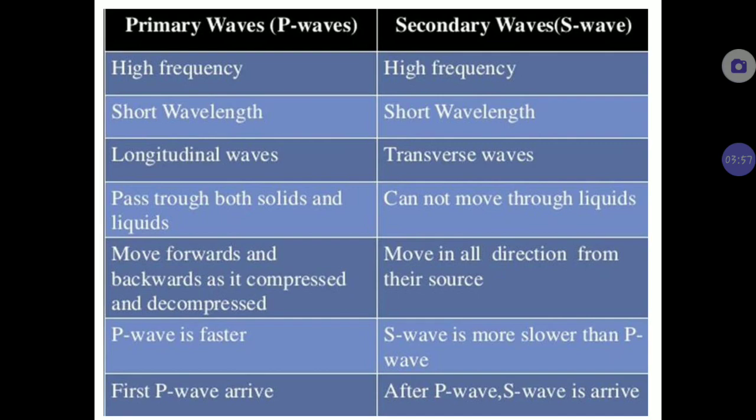In order to understand the primary wave and secondary wave, I have given the table here. Both have high frequencies. Obviously, if frequency is high, wavelength is low. Primary waves are longitudinal waves, whereas secondary waves are transverse waves. Primary waves pass through both solids and liquids. Secondary waves cannot move through the liquids. Primary waves move forward and backward as they compress and decompress, whereas secondary waves move in all directions from the source. P waves are faster, S waves are slower than P waves. First the P wave will arrive and after that, the S wave will arrive.